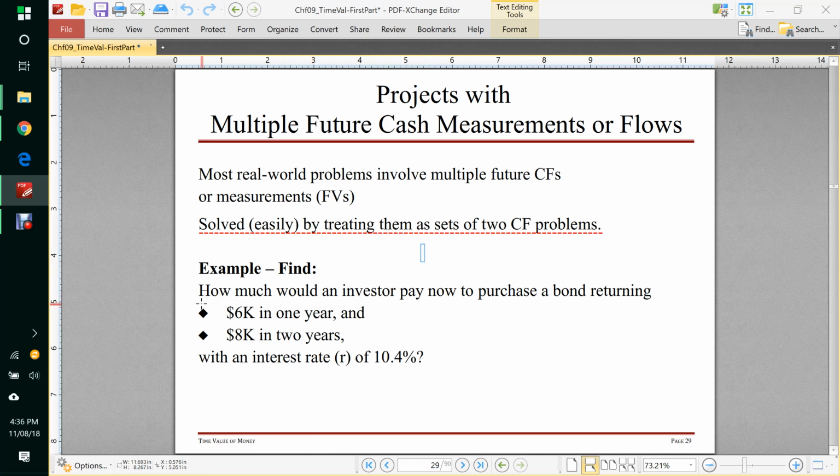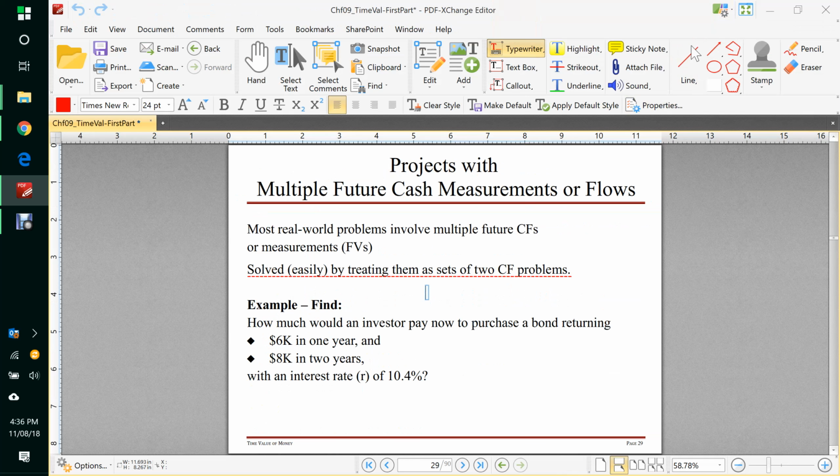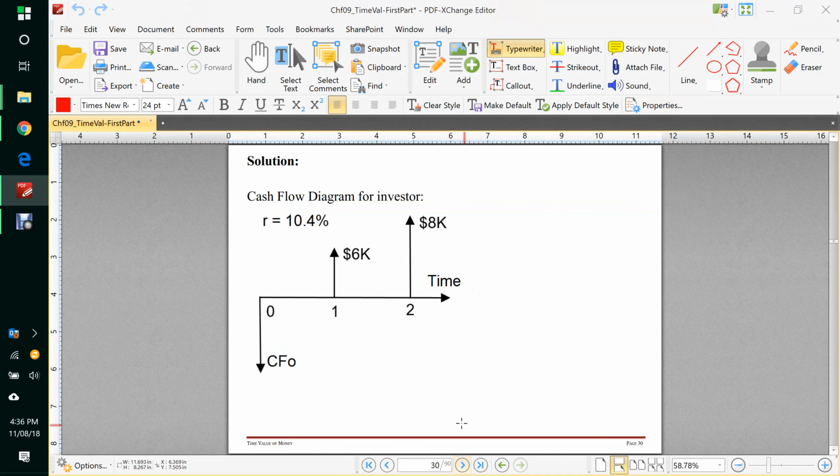Okay, so let's find out how much an investor would have to pay now to purchase a bond whose contract says we'd get back in 1 year $6,000, and in 2 years we'd get $8,000 back, and the interest rate for this bond contract is 10.4%. So this is definitely not something we can do with what we've learned so far. So let's bring out the big graphic guns and see if we can figure this out.